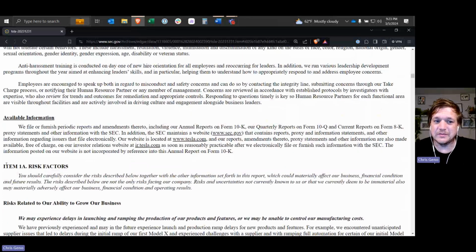And that's before we even get to item 1A, which is risk factors, which we'll talk about next time.